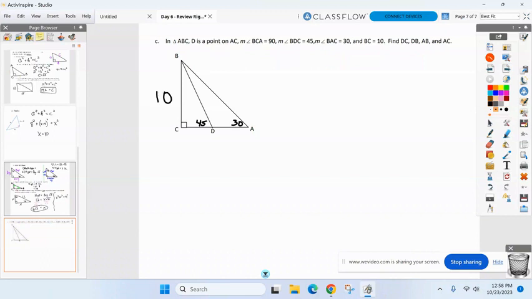All right, find all the other sides now. Okay, let's find all the other sides. Can you help me find some remaining angles? How about this top angle right here? I got 90. What about this angle right here? CBD. 45. 45, right? Got it? Yep.